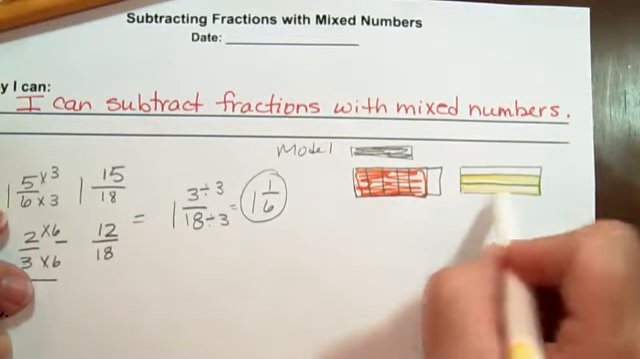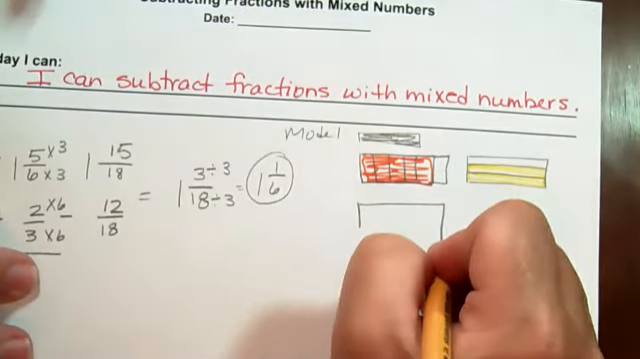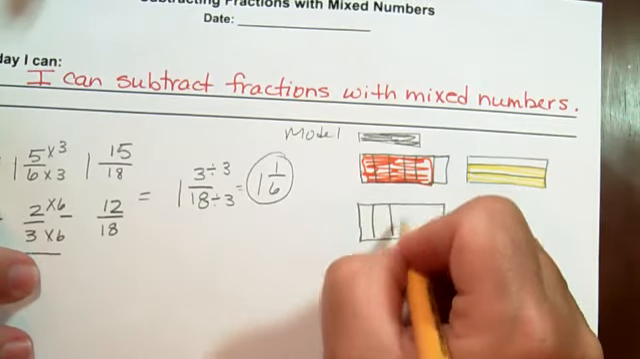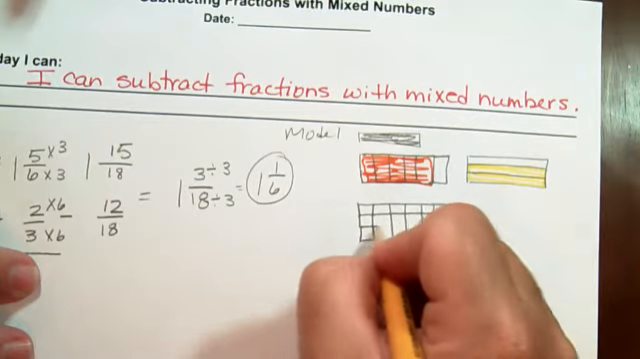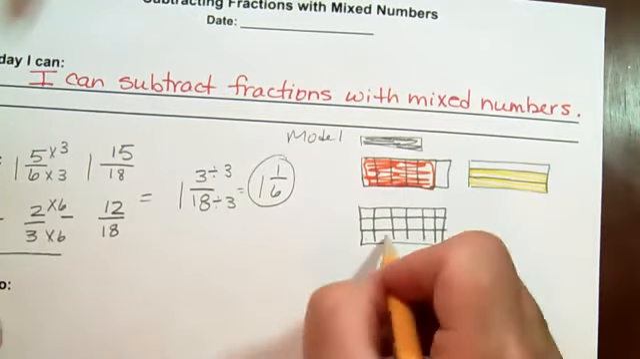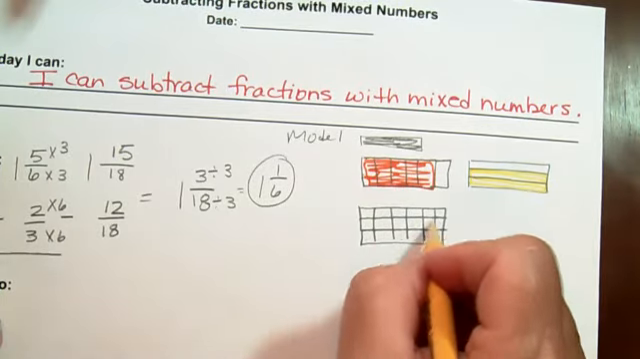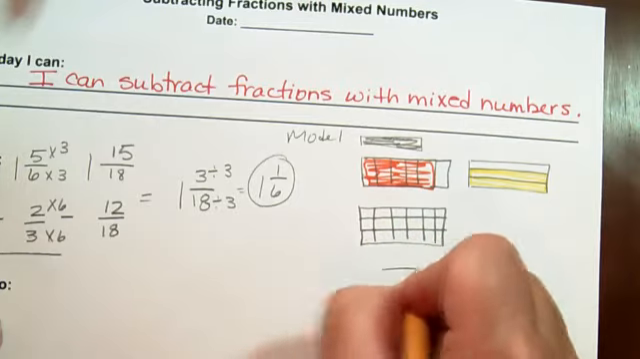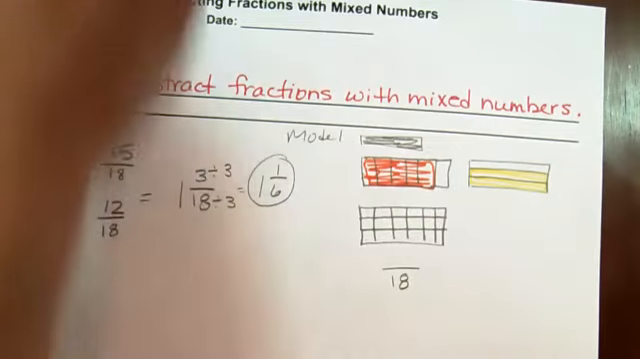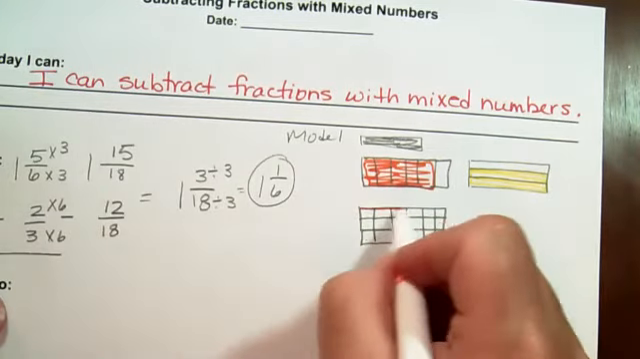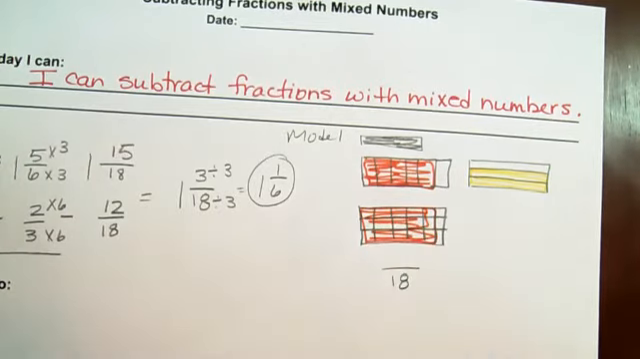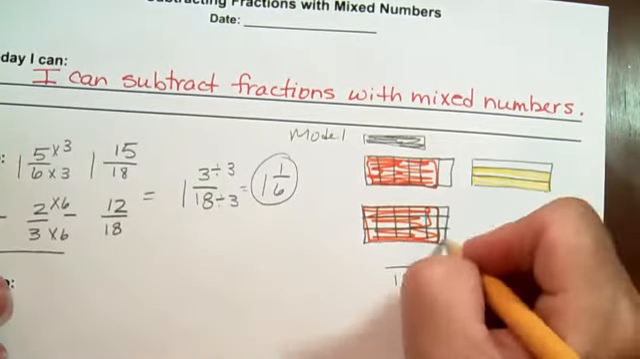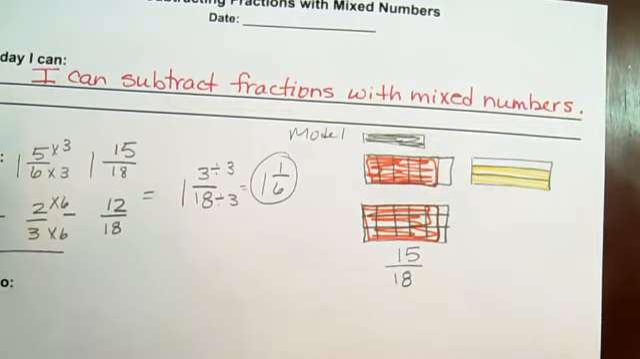The next step with modeling is combining the two boxes. So let's combine the two boxes. We got 1, 2, 3, 4, 5, 6, and then the 3 lines. And that gives us 1, 2, 3, 4, 5, 6, 7, 8, 9, 10, 11, 12, 13, 14, 15, 16, 17, 18. The denominator is going to be 18. And we're going to color the 5/6s that we did up above. If we have 3 left over out of 18, that gives us 15/18.